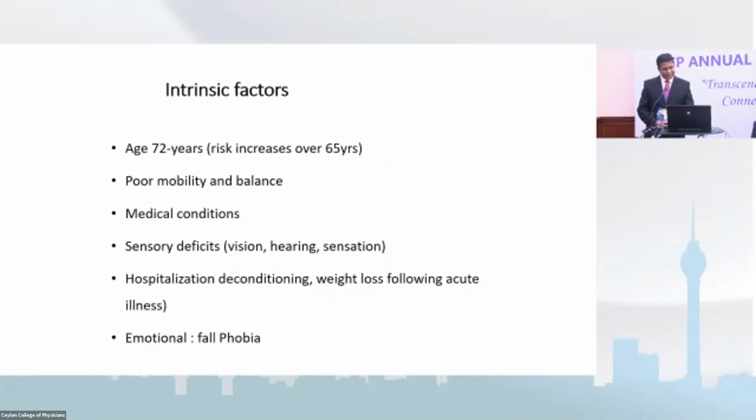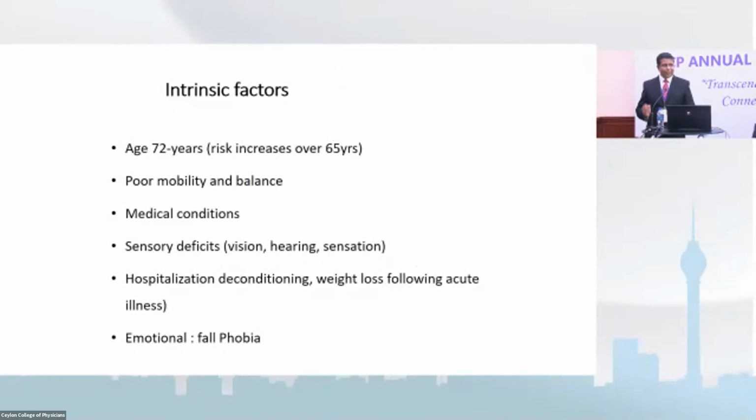So her intrinsic factors, again, she had sensory problems as well. She had neuropathy in the lower limbs, and a recent hospitalization due to a lower respiratory tract infection, which caused a lot of problems for her. Physical deconditioning, weight loss following the acute illness, fall phobia, and various other things. So the intrinsic factors are these.